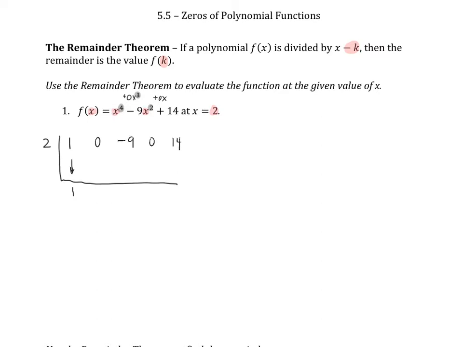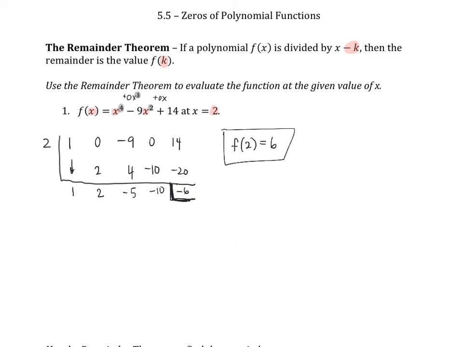So bring down the 1. We're going to multiply 2 times 1 and get 2. Add straight down. 0 plus 2 is 2. Multiply 2 times 2 and get 4. Add straight down. We get negative 5. Multiply 2 times negative 5 is negative 10. Add straight down. We get negative 10. Multiply 2 times negative 10, we get negative 20. Add straight down, we get negative 6. Negative 6 is our remainder, but it's also the value that we get for f of 2. So f of 2 is equal to negative 6.